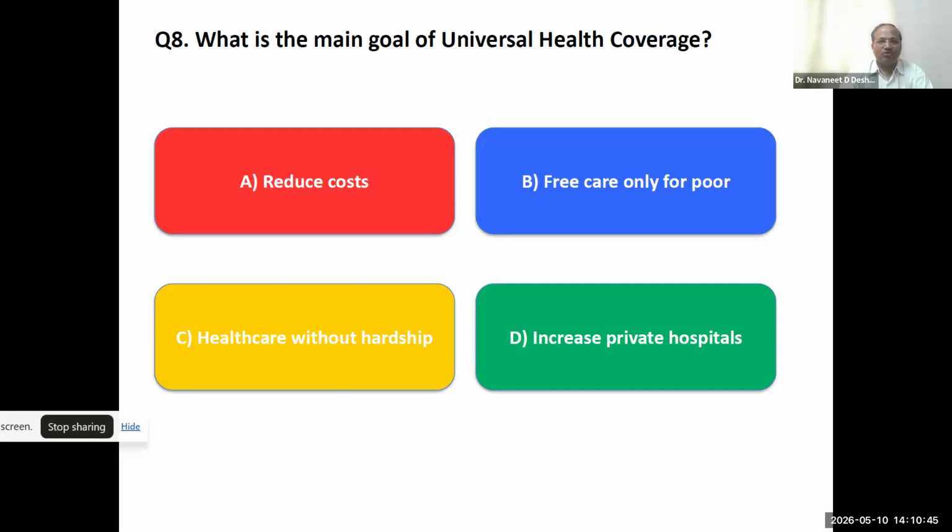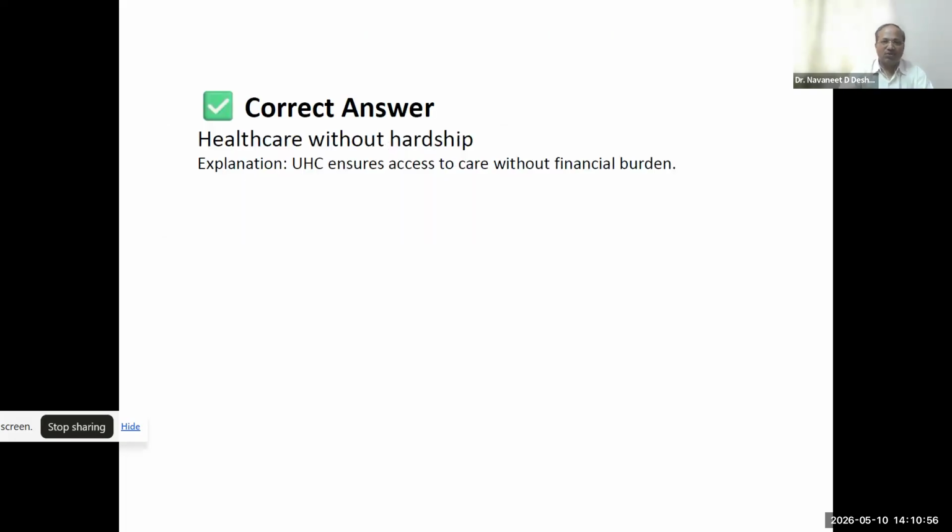What is the main goal of universal health coverage? A, reduce the cost. B, free care only for the poor. C, healthcare without hardship. D, increase private hospitals. Let's see the correct answer. It's healthcare without hardships. The universal healthcare ensures access to care without financial burden.